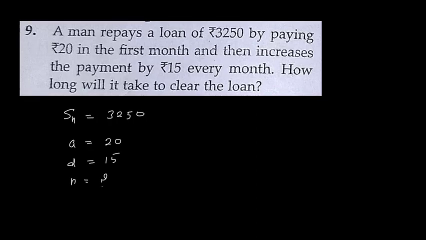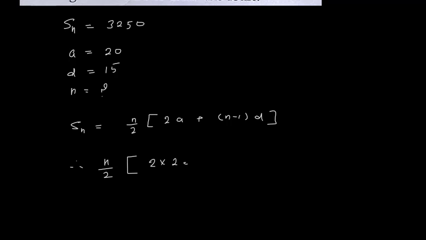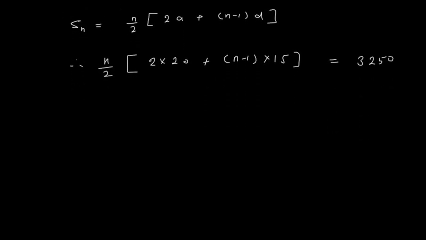So this question is easy. Sn is given, you can apply the formula. So Sn is n divided by 2, 2a plus n minus 1 d. So therefore here n divided by 2, 2 into 20 plus n minus 1 into 15. This answer is 3250. So here again we have a quadratic equation, but let us first see what terms we can take common.